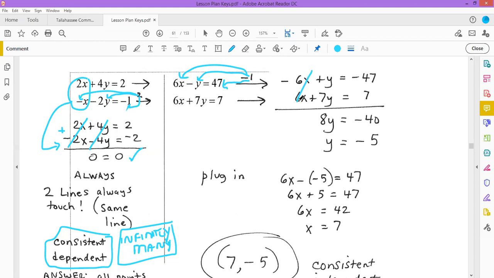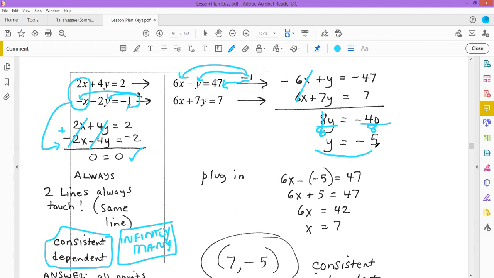Negative 6x plus 6x cancels. 1y plus 7y is 8y. Carry down our equal sign, and negative 47 plus 7 gives us negative 40. We then divide both sides of this equation by 8, and we'll get y is negative 5.